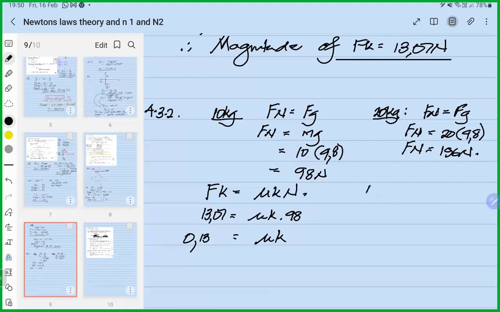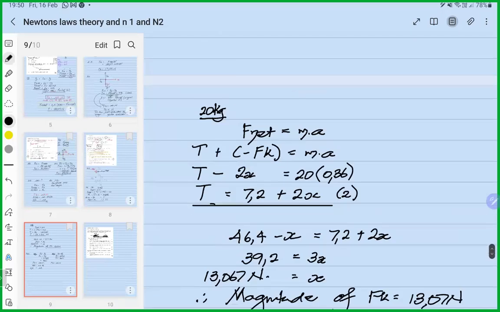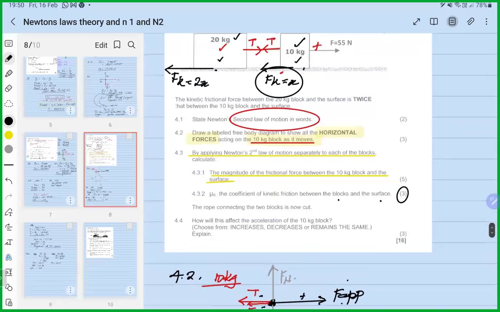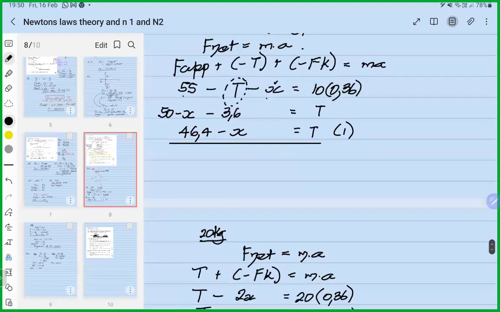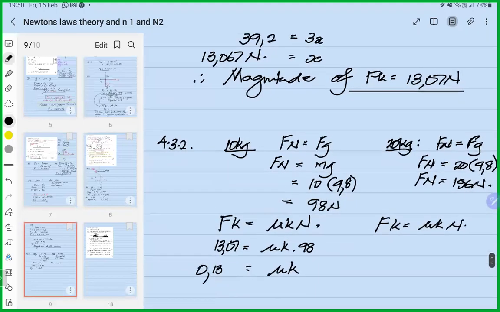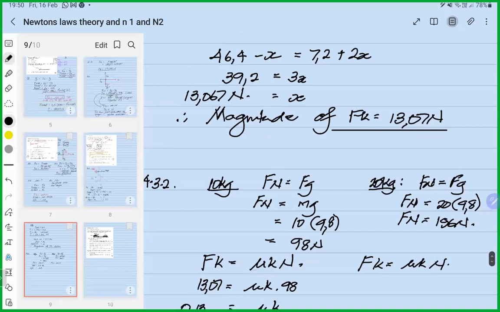Then we go back, we say Fk equals mu k times N. This time though, the frictional force on the 20 kilogram is 2x. We'll take a little bit more of an accurate answer for your friction. So take 13.067 and multiply it by 2 to get your kinetic frictional force on the 20 kilogram. Round that off to 2 decimal places: 26.13.